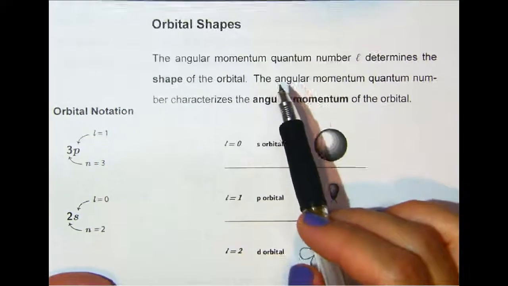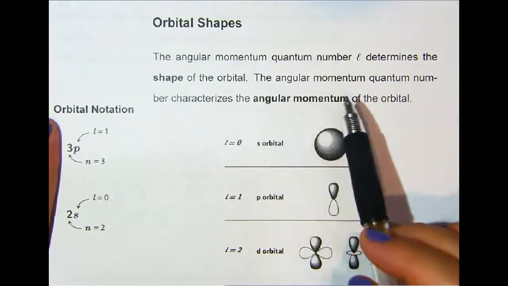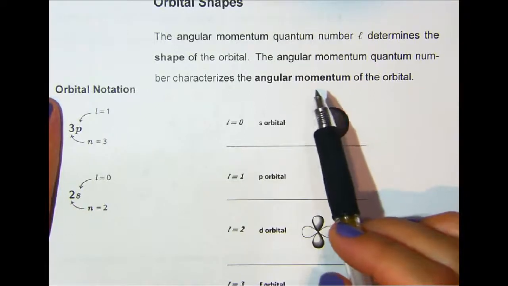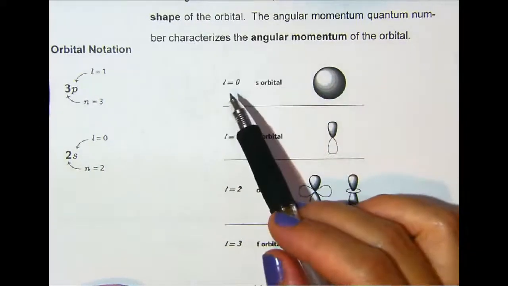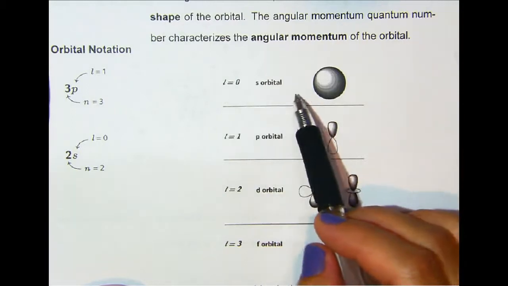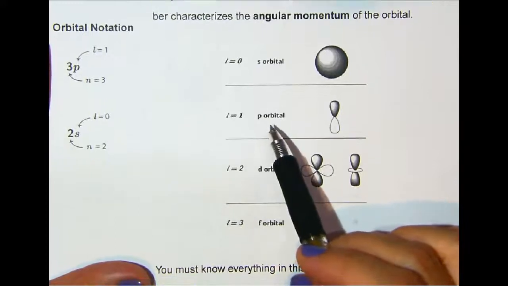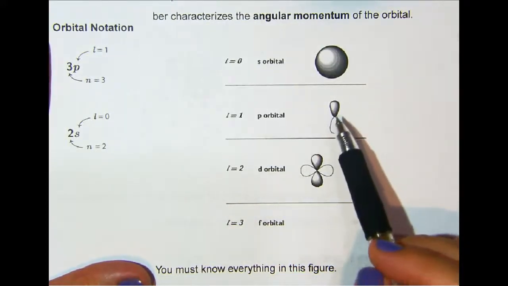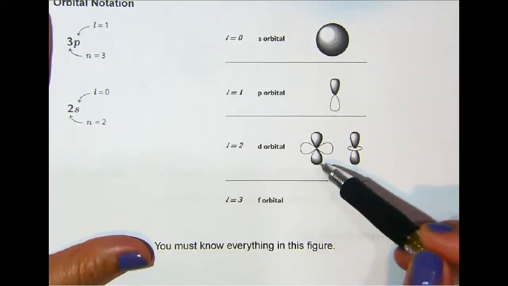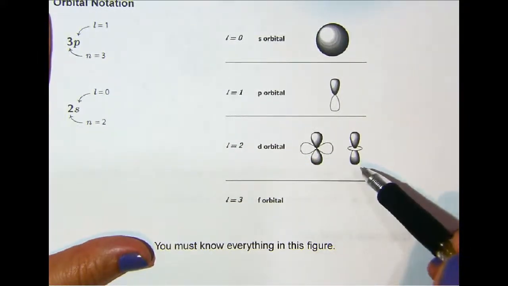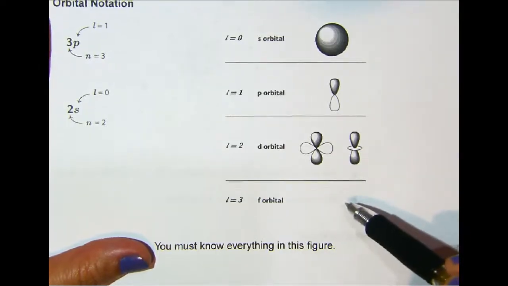Orbital shapes. The angular momentum quantum number l determines the shape of the orbital. The angular momentum quantum number characterizes the angular momentum of the orbital. If l equals 0, that represents an s orbital, a spherical shaped orbital. If l equals 1, that's called a p orbital, like a figure 8 or a dumbbell shaped orbital. L equals 2 is a d orbital, which can look like this or like this. And then l equals 3 is an f orbital, which you're not required to know the shape of necessarily.